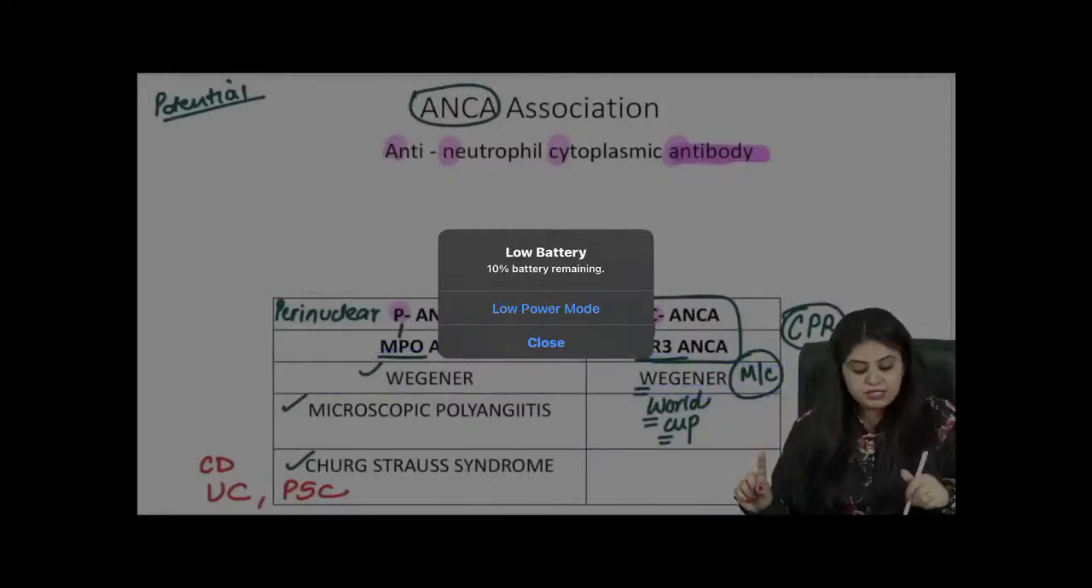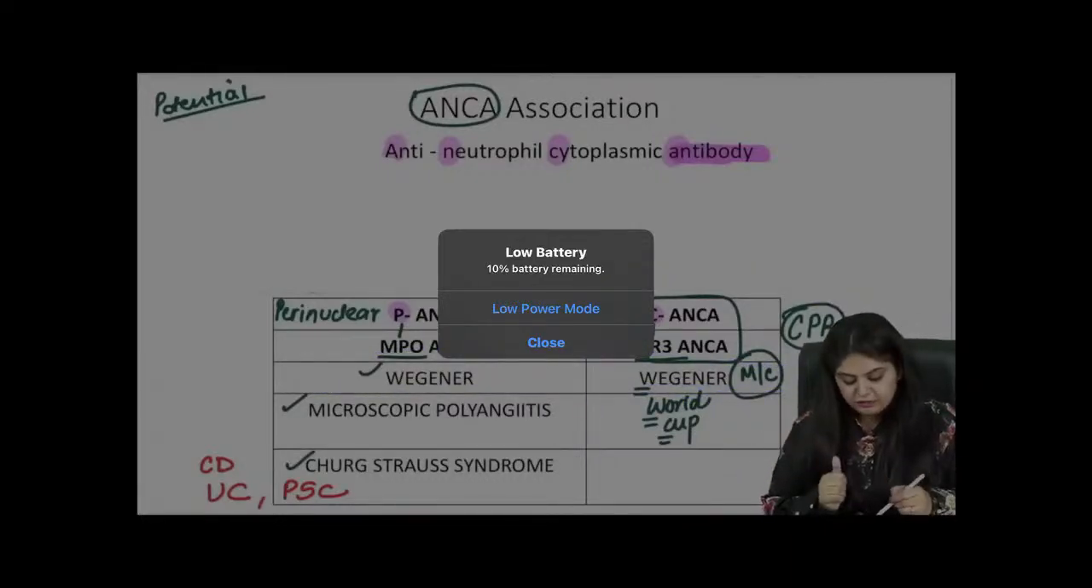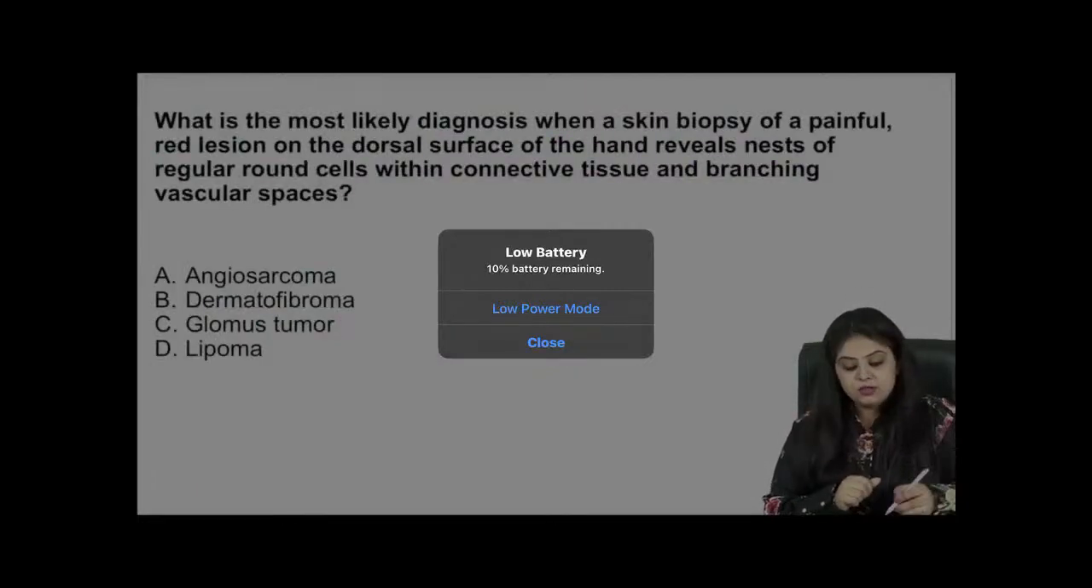Ma'am, CPR for the World Cup, which happened to us in the last World Cup also, when we lost in the finals. So for the World Cup we needed CPR. So C ANCA is for vaginous granulomatosis. The other name of C ANCA is PR3 ANCA. All of you will remember this. Everyone watched the World Cup finals. Unfortunately we lost. We needed a CPR.